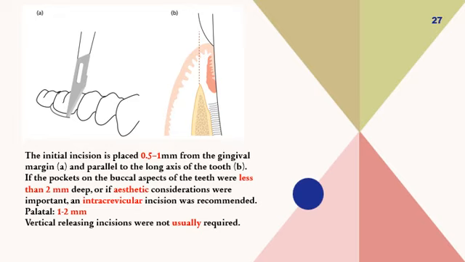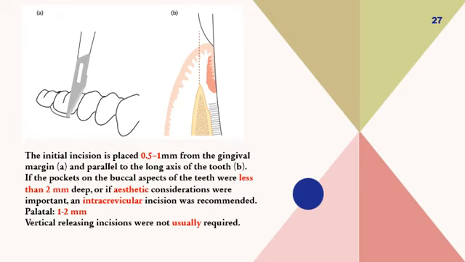The initial incision is placed 0.5 to 1 millimeter from the gingival margin. It is parallel to the long axis of the teeth. If the pockets on the buccal aspects of the teeth are less than 2 millimeters deep, or if aesthetic considerations are important, an intracrevicular incision is recommended.